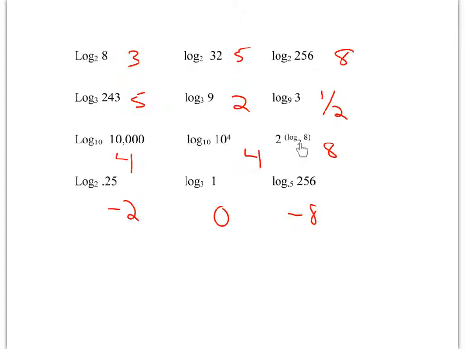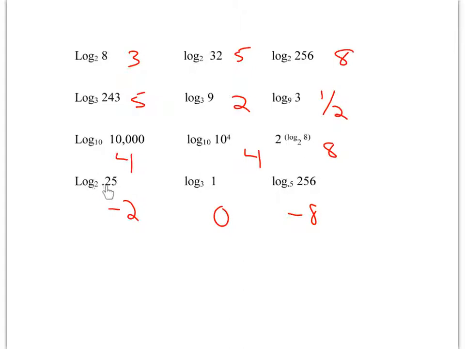This one's our other inverse property right here. So I have 2 raised to log base 2 of 8. Well, this is going to equal 8. We know that log base 2 of 8 is 3 because 2 to the third power is 8. So this number right here is 3. So this then becomes 2 to the third power is 8.